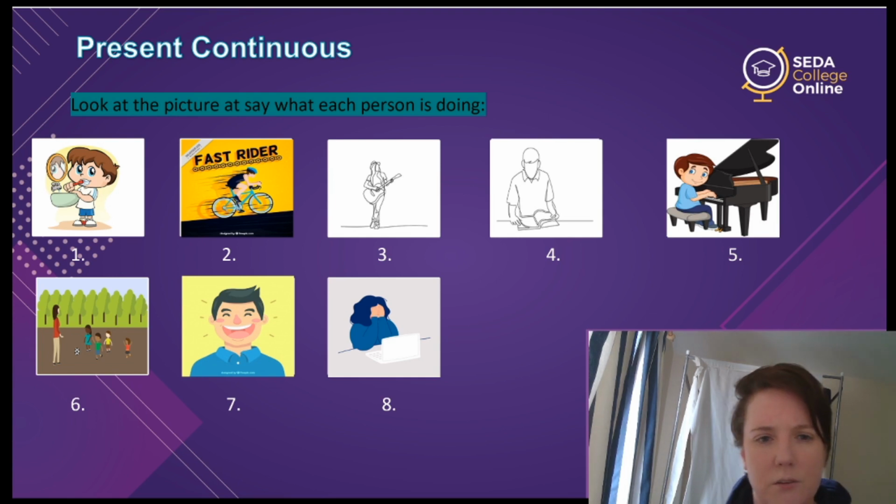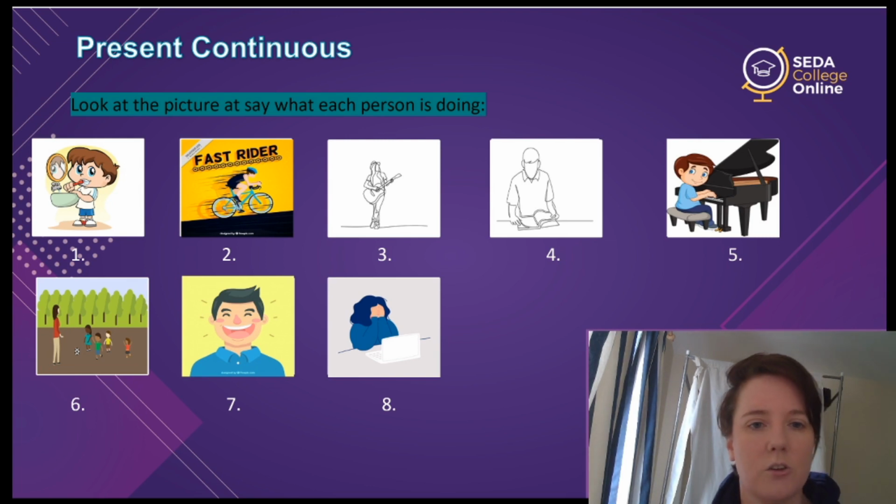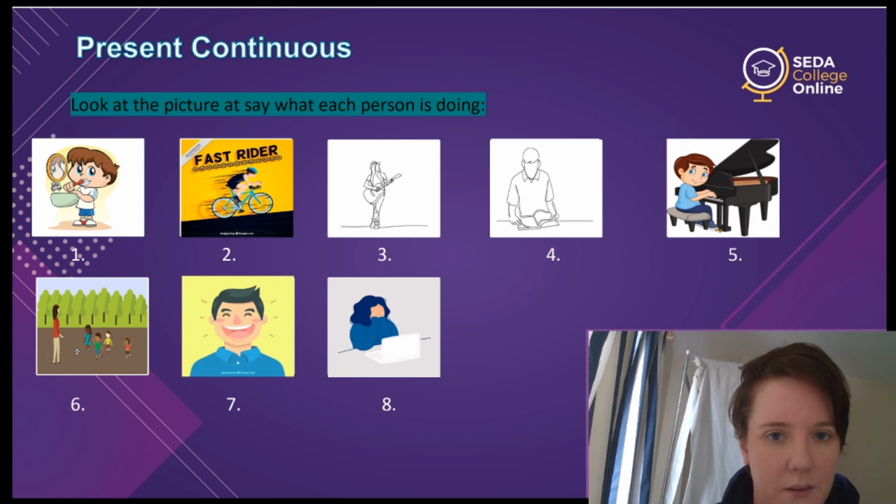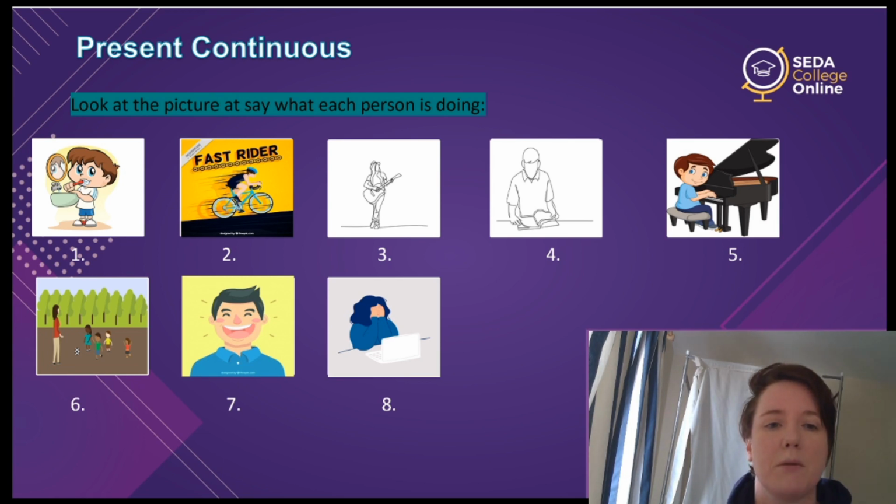There's no it there. I don't see any it, so you're okay. So is it a he? Is it a she? Or if it's plural, if it's more than one person, it's they. Okay, so go through and I want you to tell me what each picture is doing or are doing. Don't forget that. Okay, so remember, I, you, we, they are, he, she, it is. Okay, so go through each one and tell me what each picture is doing.